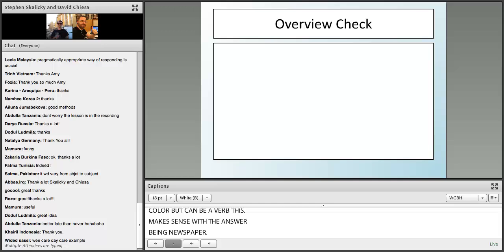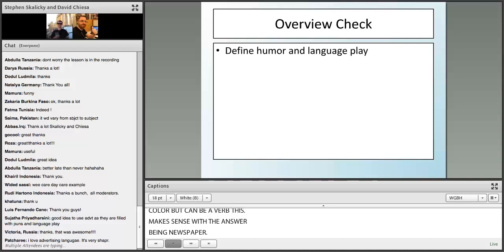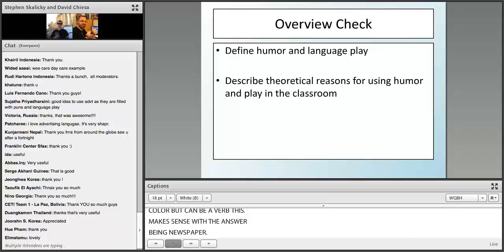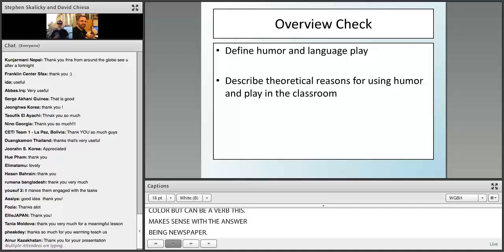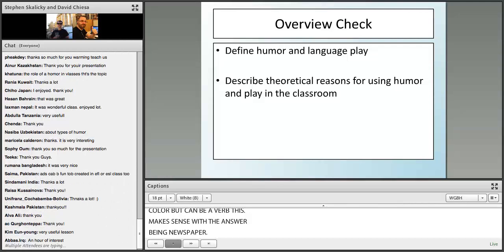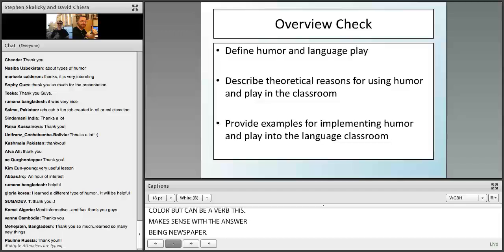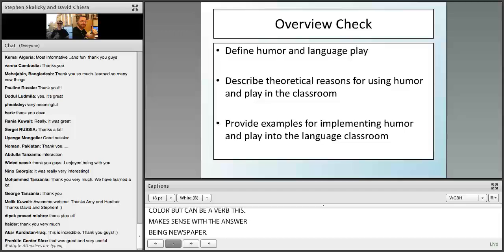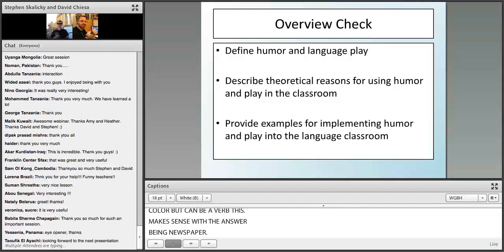And so let's quickly talk about what we talked about today. First, we define humor and language play. Humor is a very broad topic that is the thing, the person who uses the humor, and the response. Then we describe theoretical reasons for using humor and play in the classroom, particularly sociocultural theory and negotiation for meaning. These two theoretical frameworks help us prove that using humor can help learning, not just for fun, but I like fun, but helping for learning. And three, we provided some examples for implementing humor and play into the classroom, such as identifying humor using knock-knock jokes, comprehending humor, producing humor, and responding to humor.